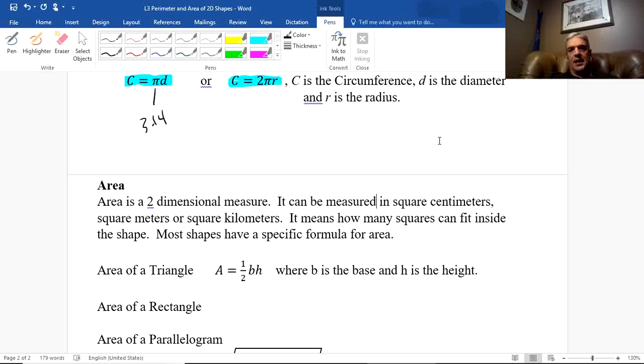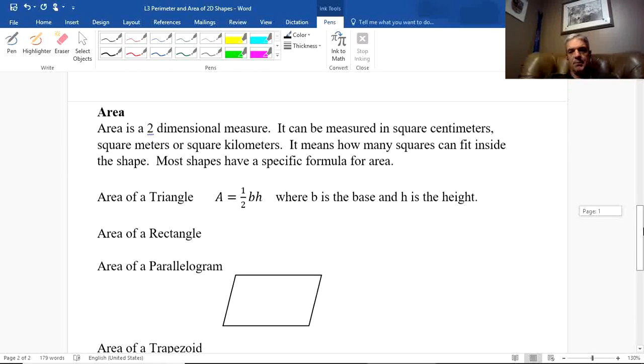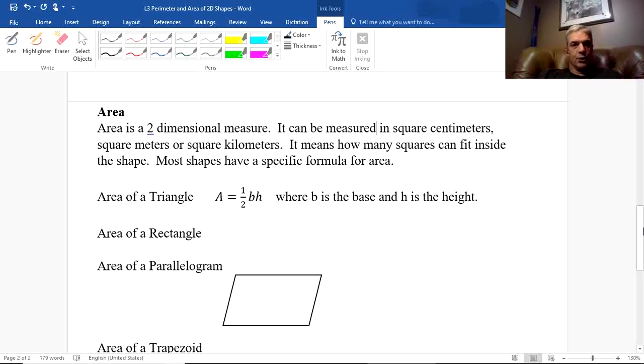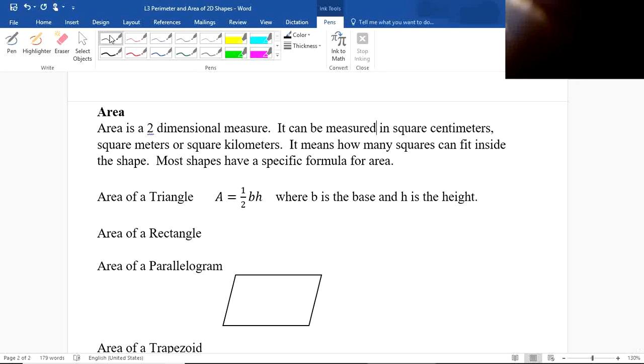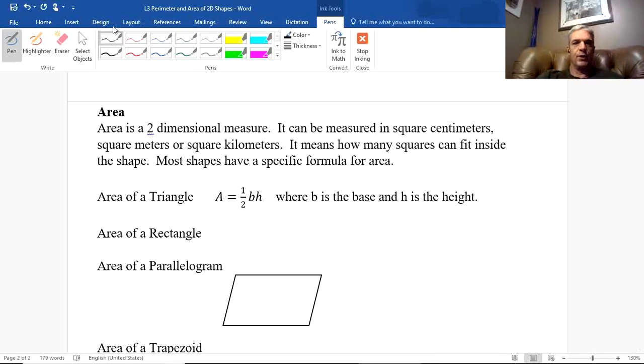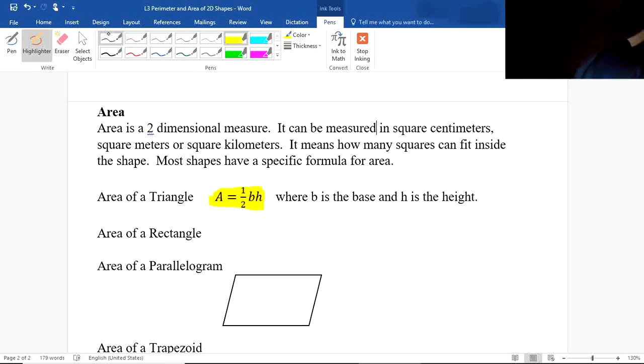Most shapes have a specific formula for area, and you're probably familiar with many of these already, and I'm not going to spend a ton of time on them because I think it's already understood by most students by the time they've gotten to grade 9 math. But let's just quickly review some of these, okay? For example, area equals 1/2 the base times height, okay? And that's a very common formula for the area of a triangle.